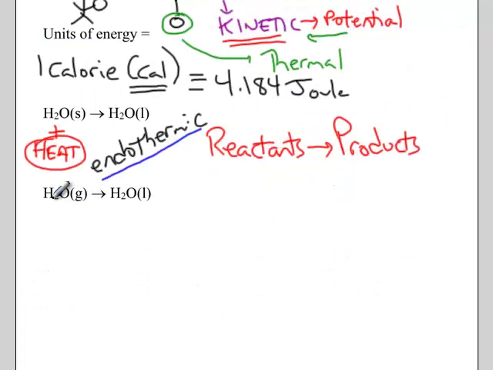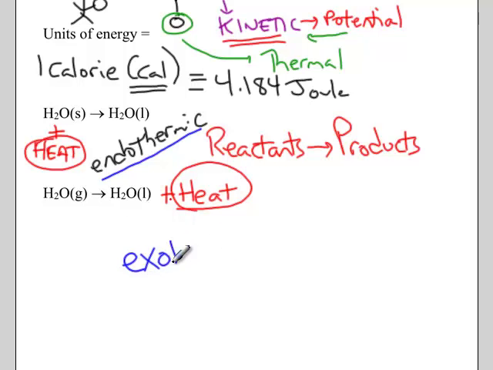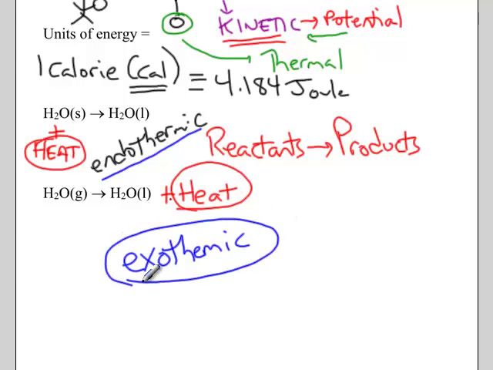The bottom reaction, where we have steam condensing to liquid, if you added heat to steam, if we did the same thing that we wrote up here, adding heat to steam would never make it turn back into a liquid. The only way you can get steam to condense as a liquid is if you remove heat. So removing heat means we write heat on the product side. And when heat is on the product side, this reaction is releasing heat. That's an exothermic process.